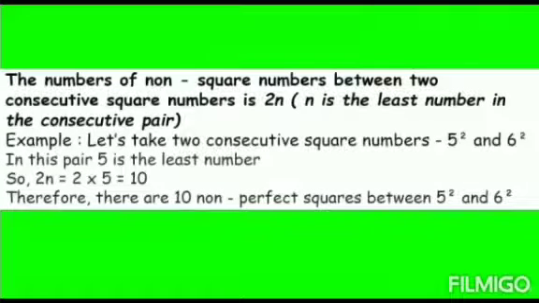Hooray! The number of non-square numbers between consecutive square numbers is 2n, where n is the smaller number in the consecutive pair. Let's see an example. For this, let's take the consecutive squares, 5 square and 6 square. The smaller number in this pair is 5 here. So 2 into 5 is 10. Therefore, there are 10 non-square numbers between 5 square and 6 square.